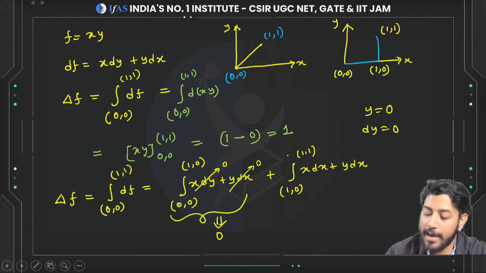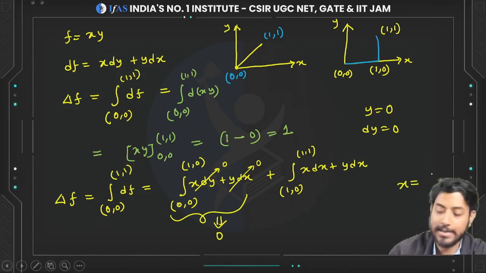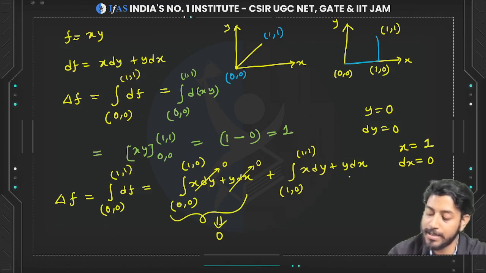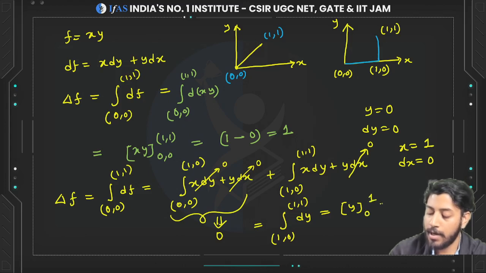What about this one? Here, along this path, from (1,0) to (1,1), your x is kept constant at 1. Therefore, dx is equal to 0. So, dx equal to 0 means the first term vanishes, and x equal to 1 means there is one term. x dy plus y dx, very good. So, finally, the integration reduces to, from (1,0) to (1,1), only dy. So, the integral of dy is y, you have to put 0 to 1, of course, you are getting 1.